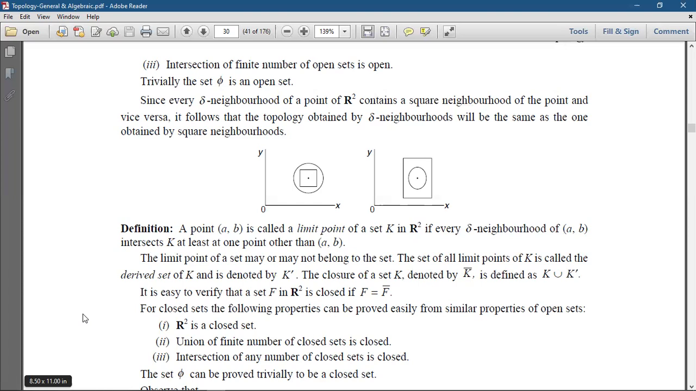It is easy to verify that F is closed in R square if F equals F bar. That means F is closed if F equals F bar.